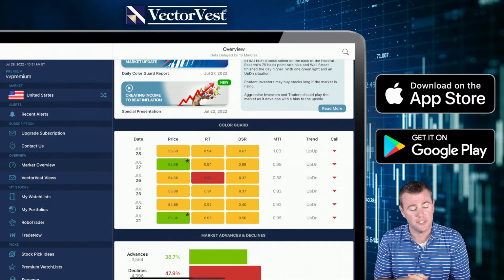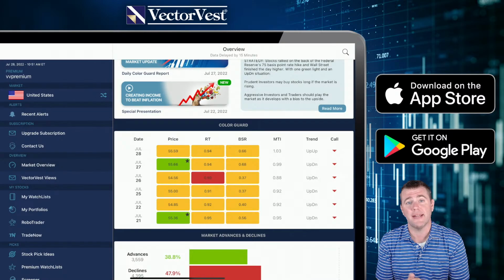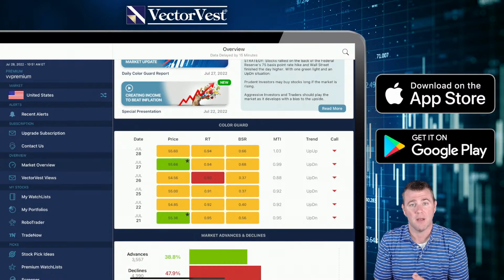Last but not least, we'll finish off with the calls column, which stands for our confirmed calls. And as always, our confirmed calls are our last signal to get into the market and our last signal to get out. Therefore, we never want to ignore a confirmed call change. As we can see, we still remain in that confirmed down situation as of right now.